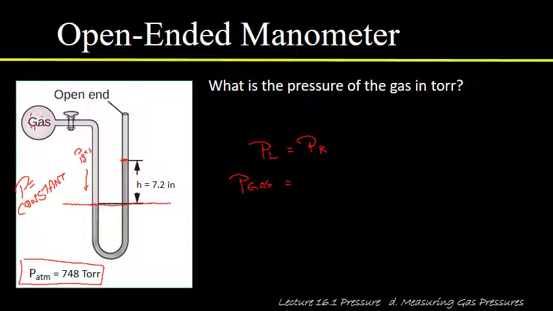And on the right-hand side, there are two things. There's the pressure of this column of mercury pushing down here. And there is also the pressure of the atmosphere, because again, this is an open-ended manometer, and that part right there is exposed to the atmosphere.